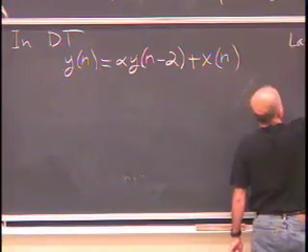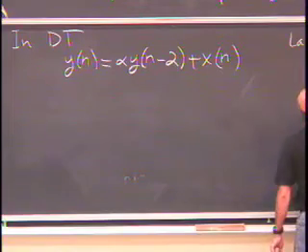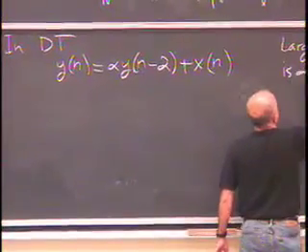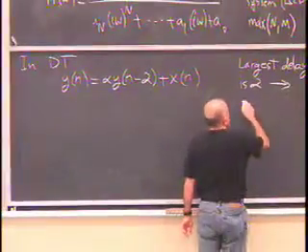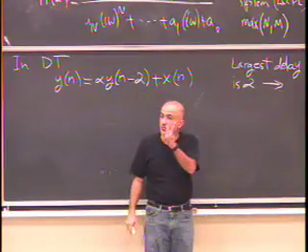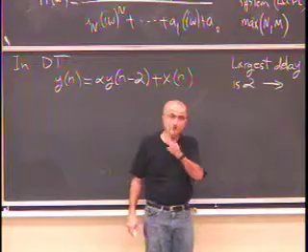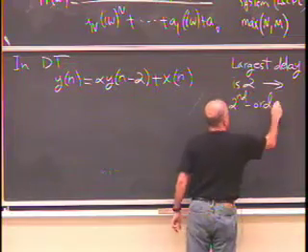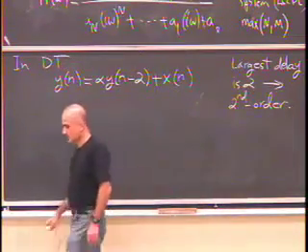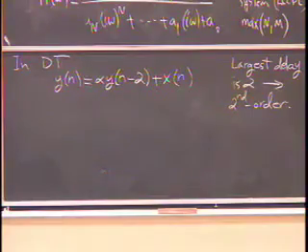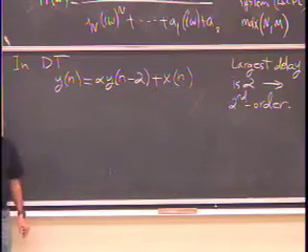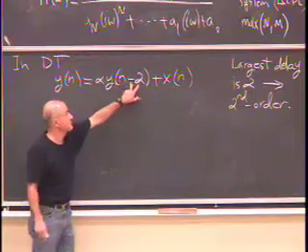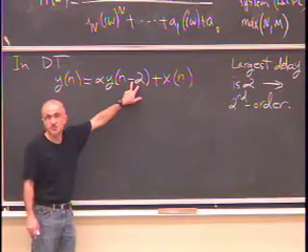Largest delay is 2. Therefore, you need 2 unit storage elements. And therefore, the system is second order. Okay? So the number of elements of memory you need determine the order of the system. So in this difference equation, you need 2 unit storage elements, so it's a second order system.